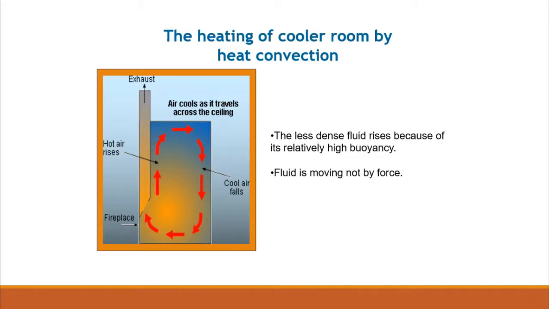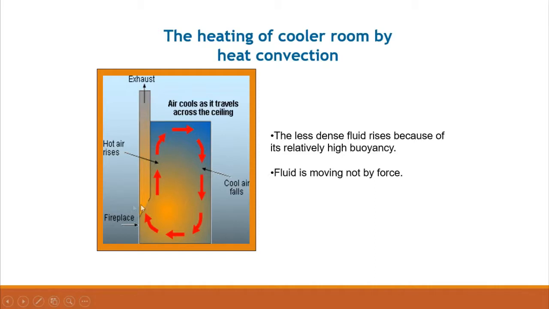Okay, next one is the heating of a cooler room by heat convection. This is one of the principles of natural heat convection. We can see that in the room, there will be different temperatures, high and low. As we can see, the temperatures are moving around this room.